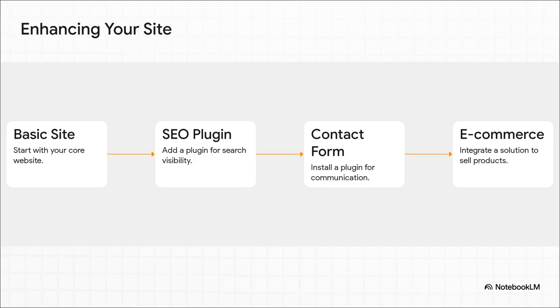Let's see how this actually works, step by step. You start with your basic site, right? Just the structure and the design. Then, you pop in a plugin for SEO to help people find you on Google. Next, you add a contact form plugin so those people can actually talk to you. And finally, you integrate an e-commerce plugin to turn your site into a full-blown online store. See? Each plugin just adds another powerful layer of capability.